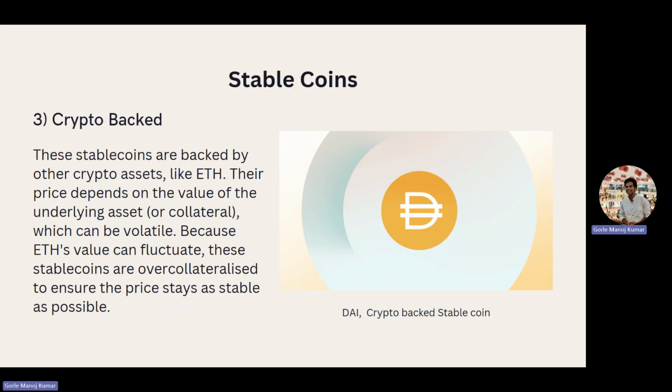Let's say I'm issuing one coin for 0.01 ETH. After X amount of days, even if you come to me, I'll give you 0.01 ETH only. Even if the ETH price goes too high, or even if the ETH price goes too low, you get 0.01 ETH. So here it is a crypto-backed stablecoin. DAI is a crypto-backed stablecoin.